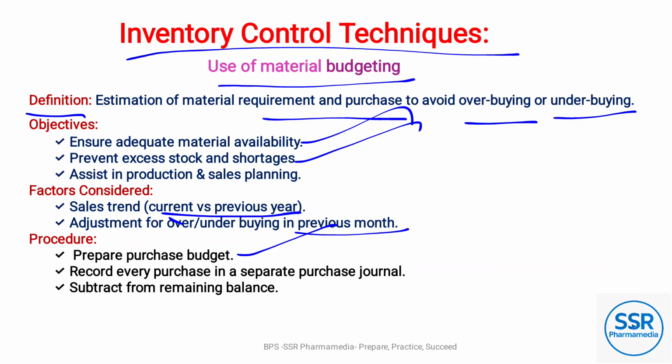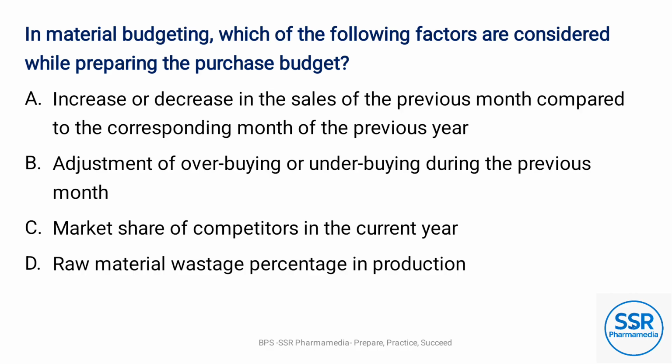Next step, record every purchase in a separate purchase journal. After that, abstract it from the remaining balance. So we'll move to the questions.